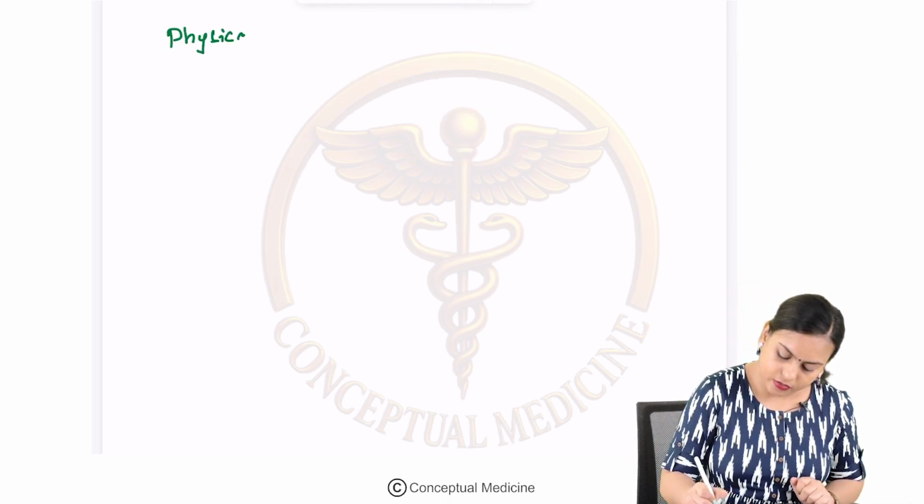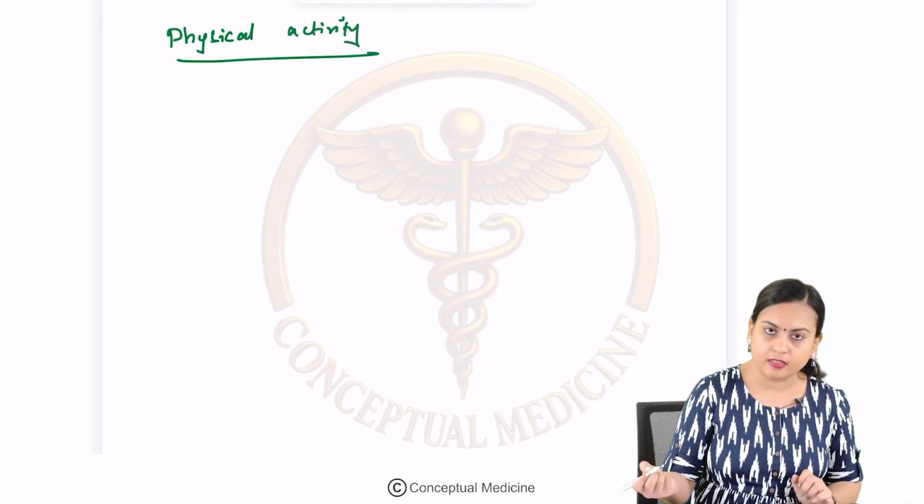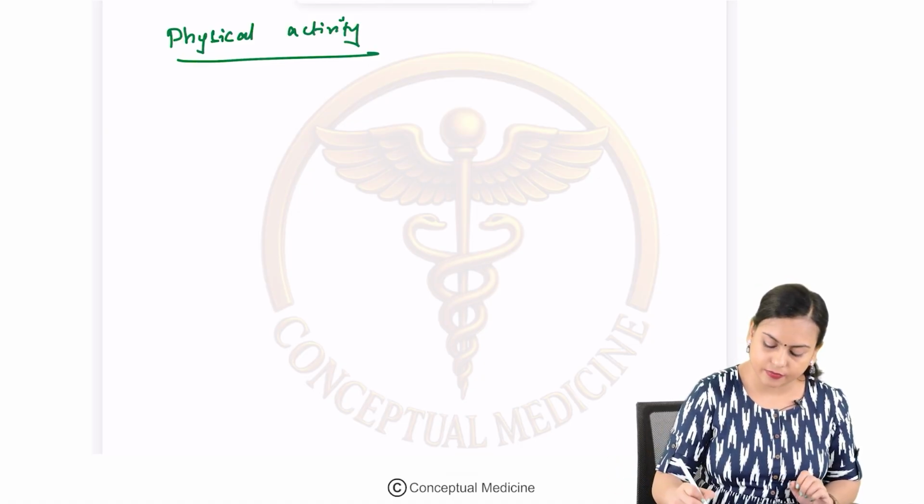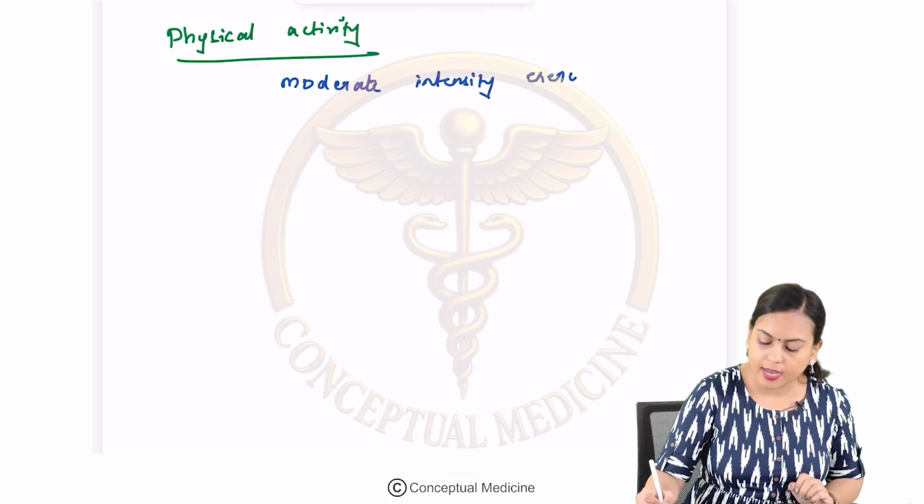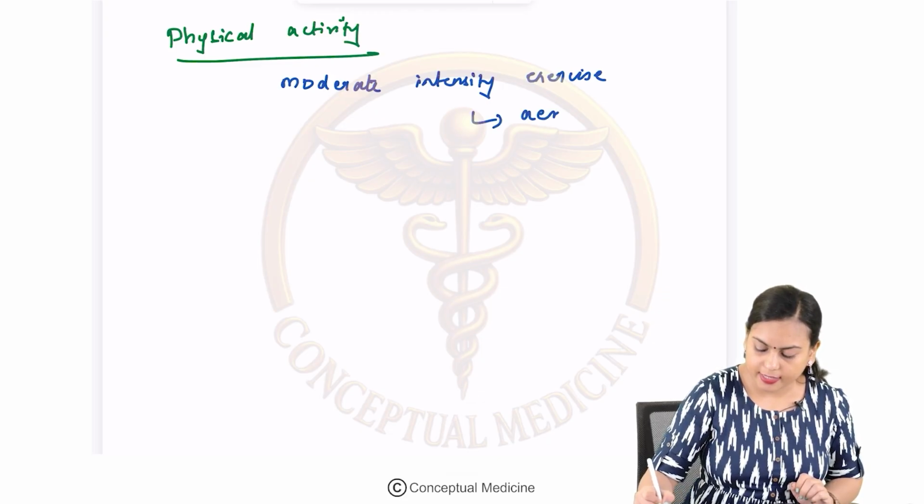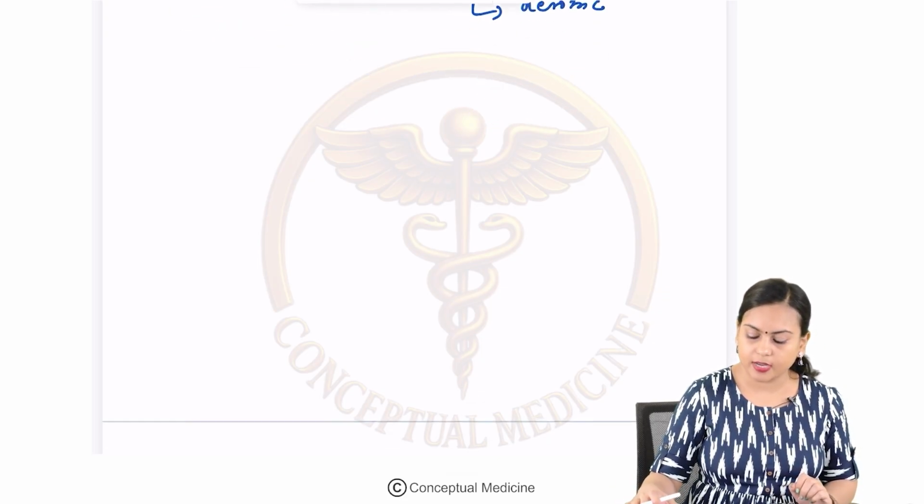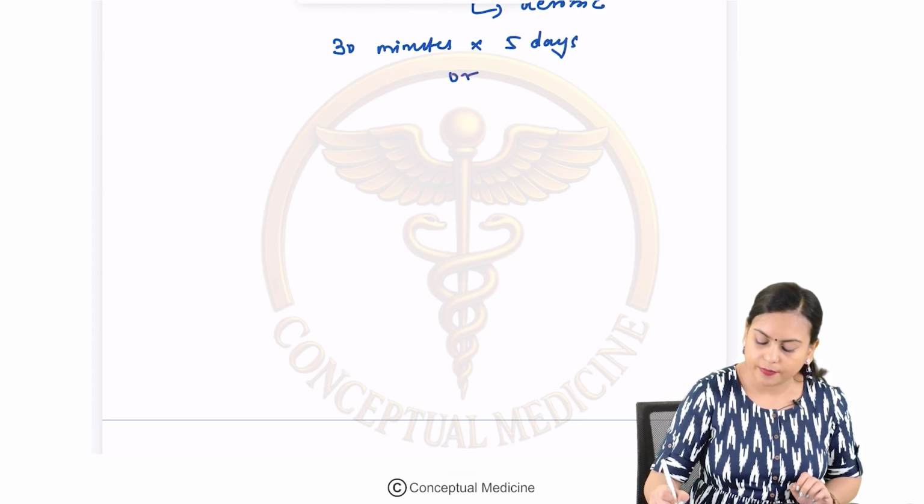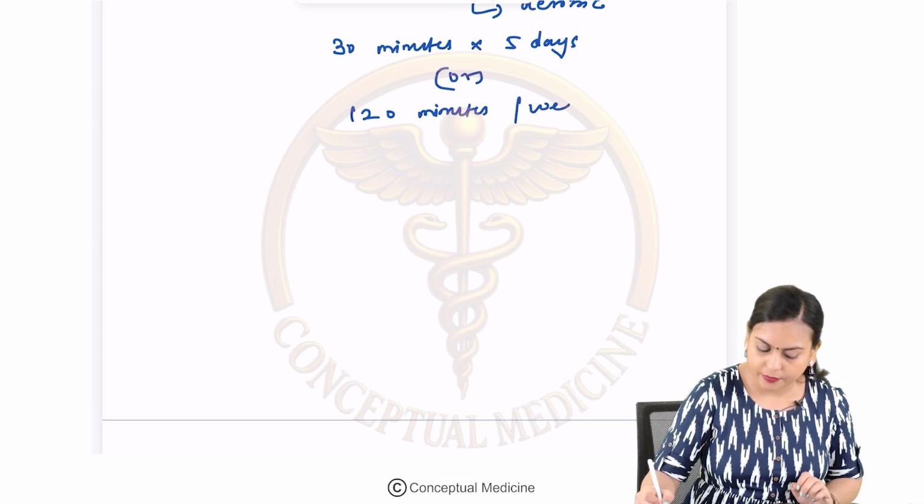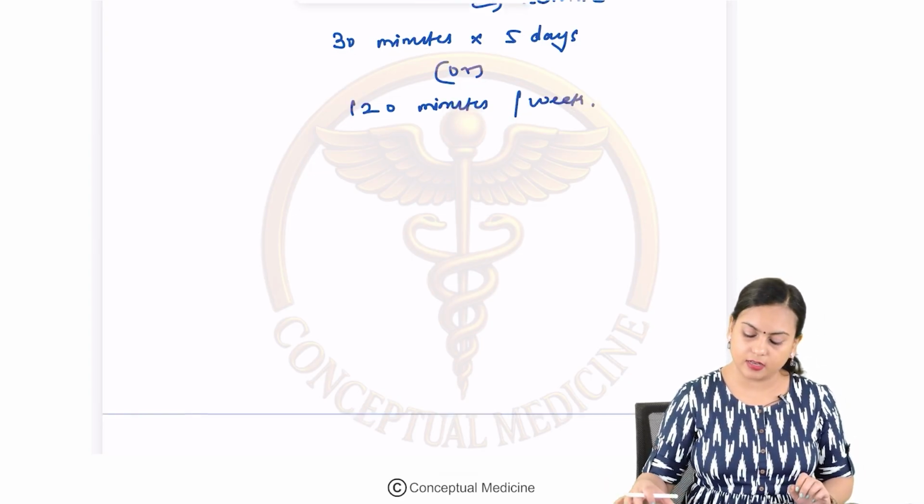Okay. So physical activity means we have to advise her moderate intensity exercise, especially aerobic exercise. That should be done 30 minutes for 5 days or 120 minutes per week. Clear?